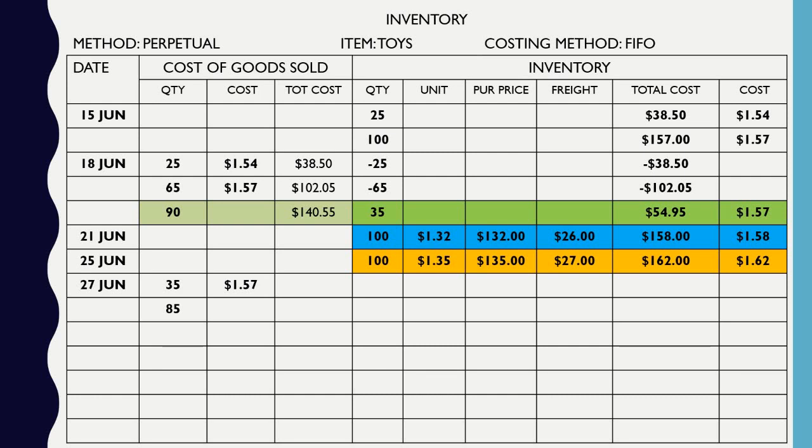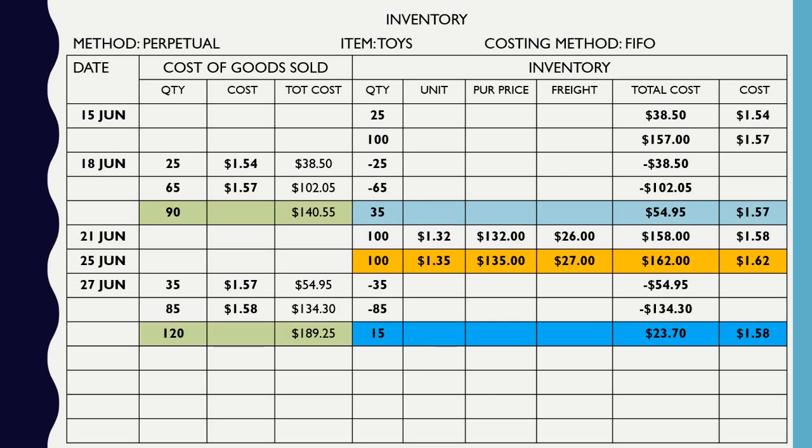So in this case, once again, 35 at $1.57, which we already know, gave us a remainder of $54. So that's going to subtract that out, so that I have no longer my green batch. And I need to take 85 out of my blue batch, okay, which is $1.58, and that's going to give me $134. So that's going to be taken out. So now I have a remainder of 15 units in my blue batch. Okay? And I have a whole total of 120 units that I sold at a grand total of $189.25. Okay? So now I have my blue batch at 15 and my orange batch at 100.